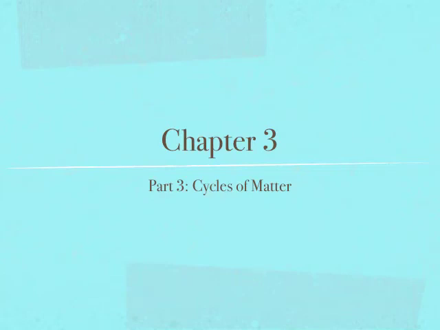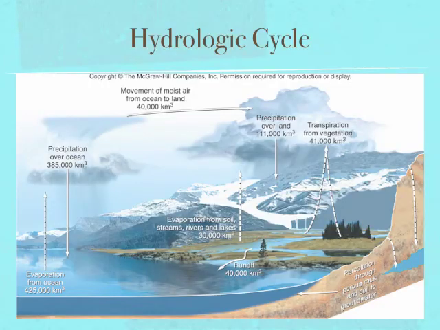In Chapter 3, Part 3 of the notes, we will discuss the cycles of matter. The first cycle is the hydrologic cycle, or the water cycle. This is the path of water through the environment. This includes condensation, evaporation, and precipitation.